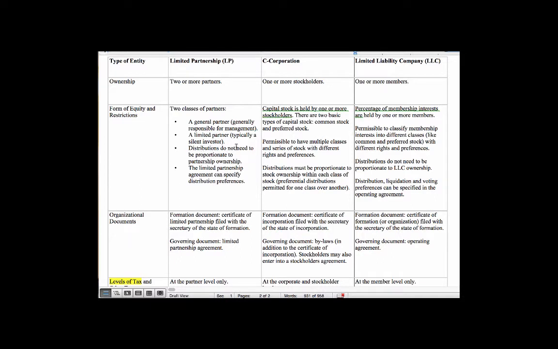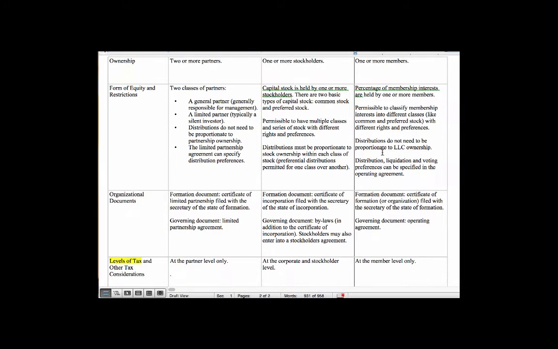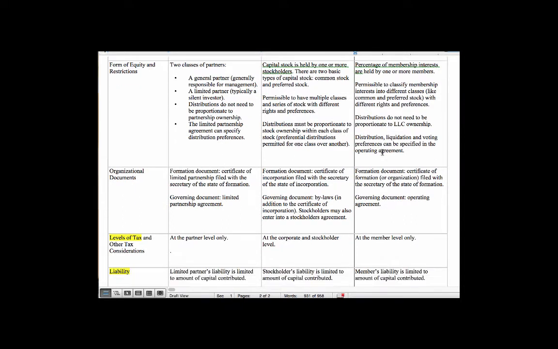So if you want to give X percentage to somebody in a partnership, you can do it one way. If you want to do it in a corporation, you can do it a different way using stock, and same with the limited liability company. So actually, while there are different ways that you have to use, at the end you can get to the same result. So it's not a significant difference.